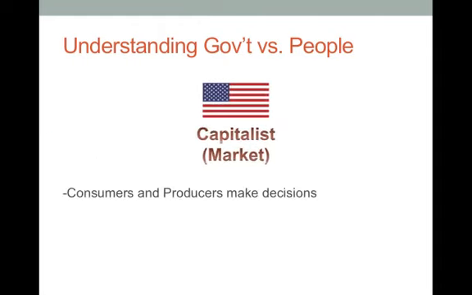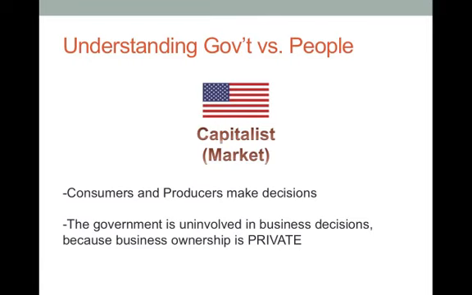Now, when we look at a capitalist or market-based economy, here's some things we need to recognize. It's up to consumers and producers to make decisions. The government is uninvolved in business decisions because business ownership is private. Again, this isn't a pure capitalist economy. Ours is not in America. So we do have a little bit more government involvement than people might desire.